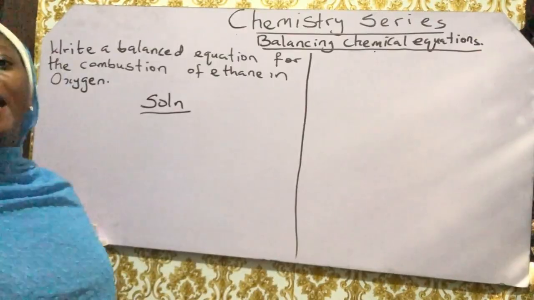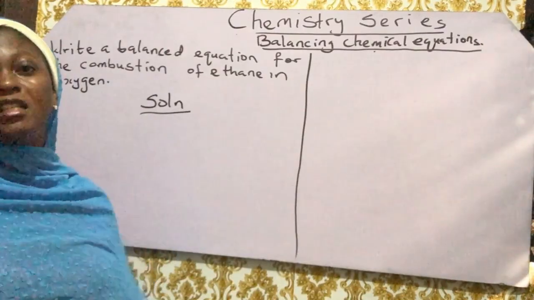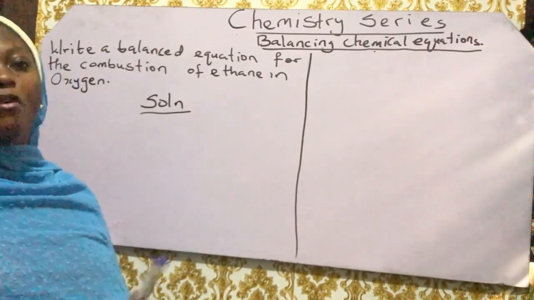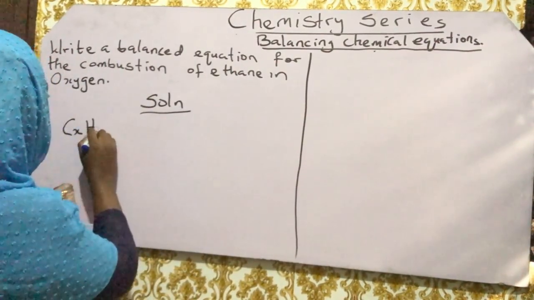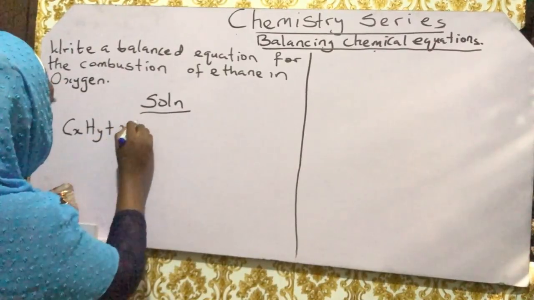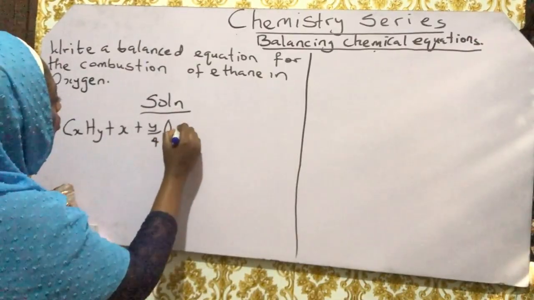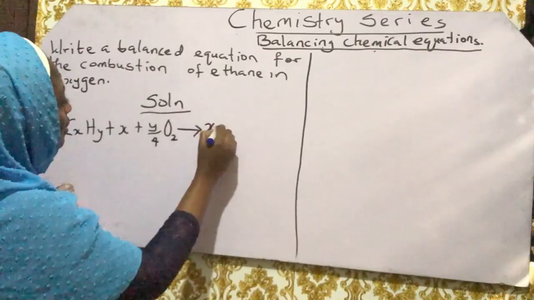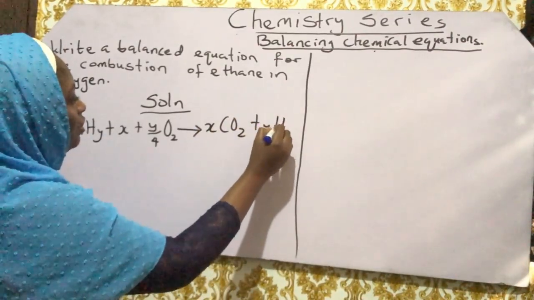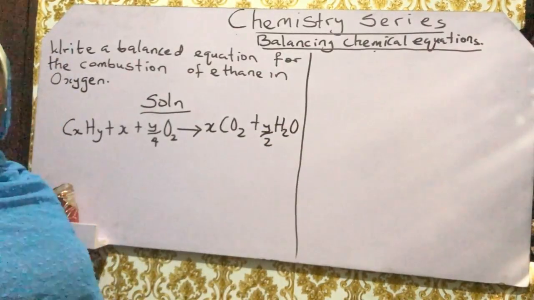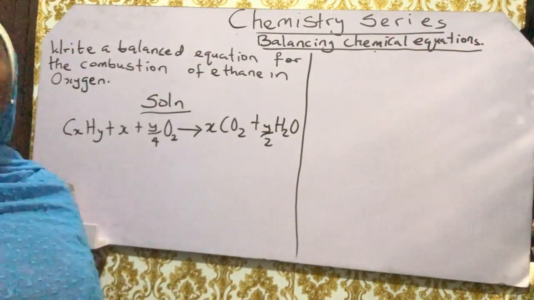Now, ethane is an alkane, and for the combustion of alkanes in oxygen, we have a general equation, which is CxHy plus (x plus y over 4) O2 to give xCO2 plus y over 2 H2O. So this is the equation for the combustion of alkanes in oxygen.